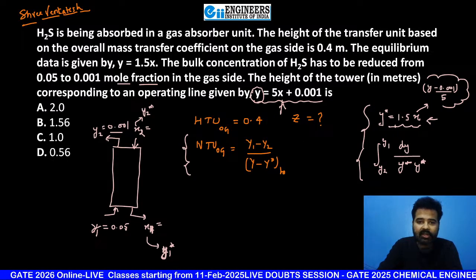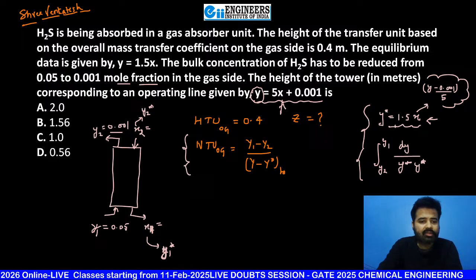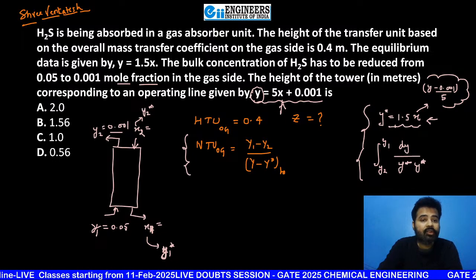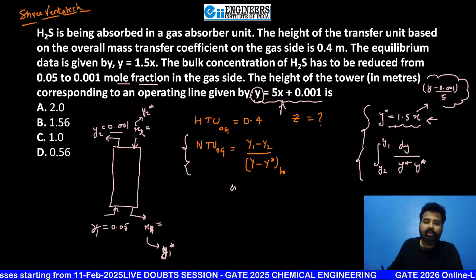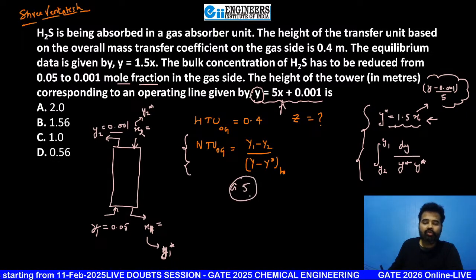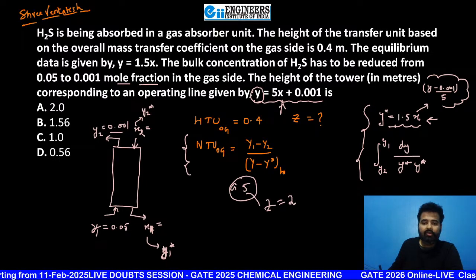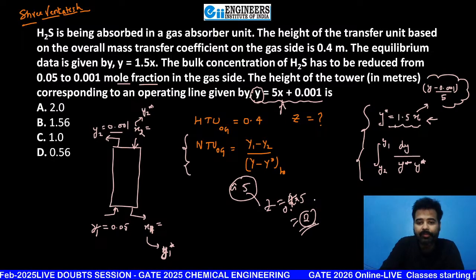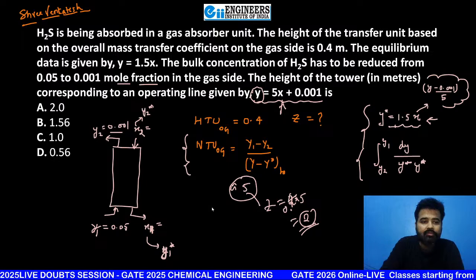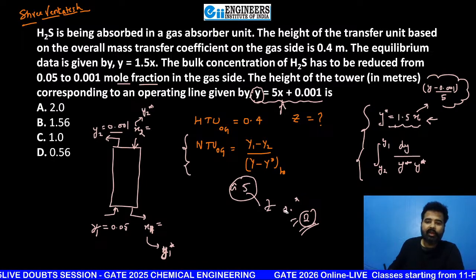इसका आंसर की में क्या दिया है भैया? The right answer is 2 meter. NTU will be nearby 5. After solving it is nearby 5. So Z is 0.4 into 5. It will be nearly 2. 2 is the right answer. So option A is correct.